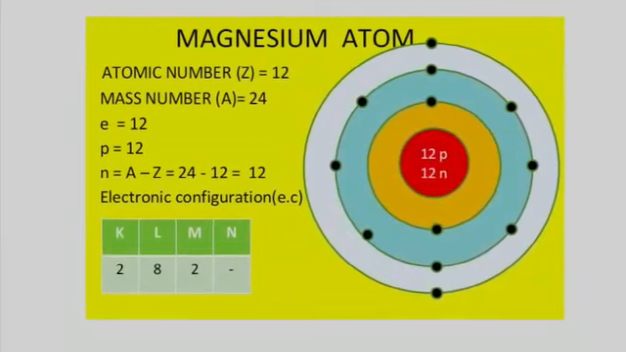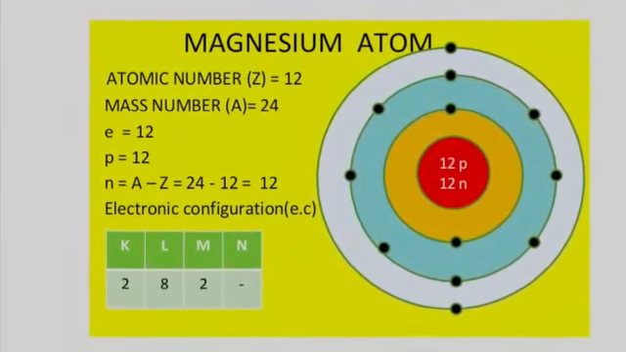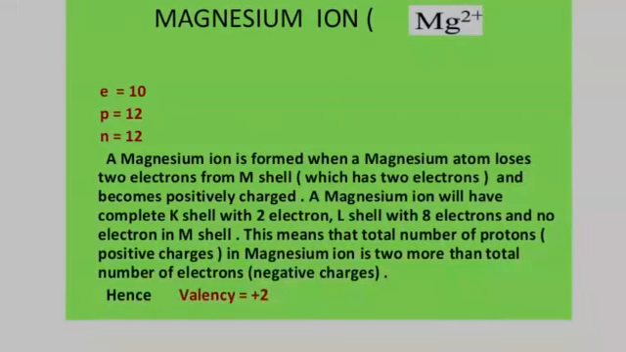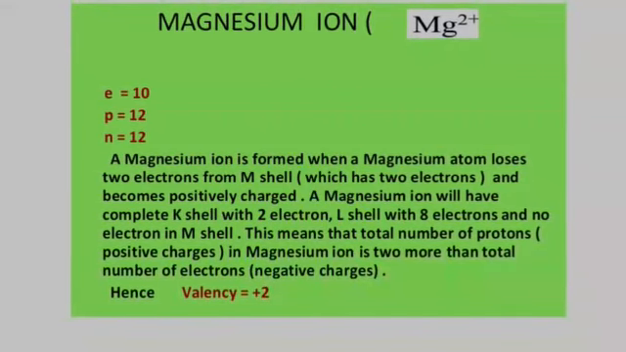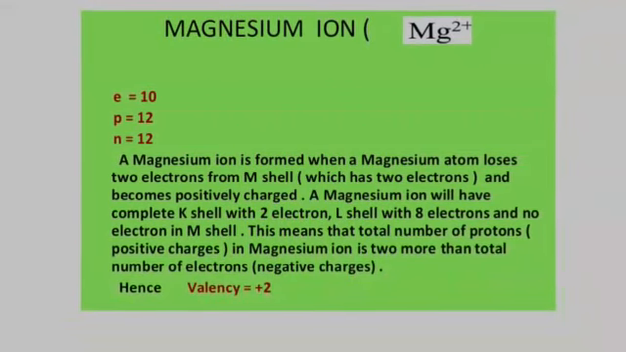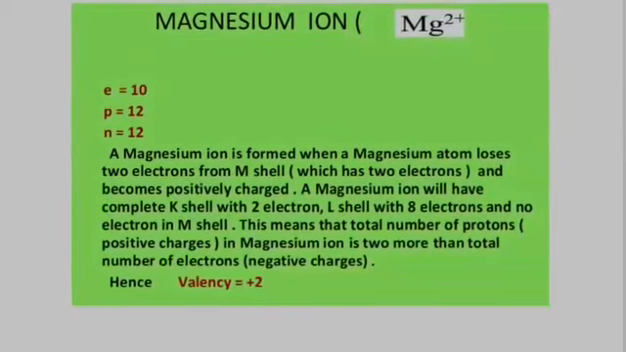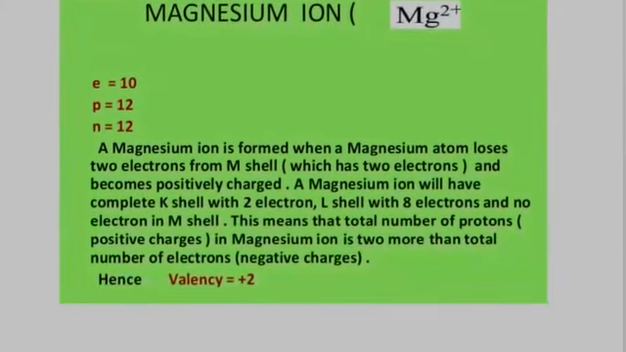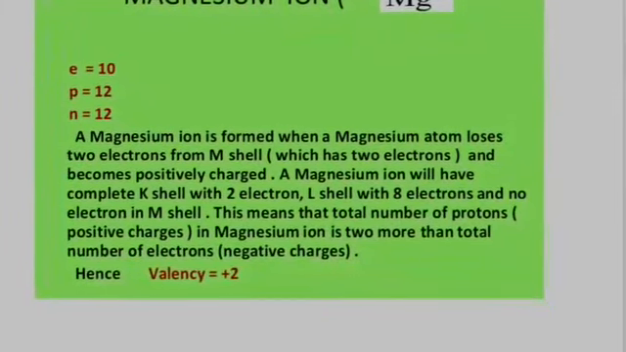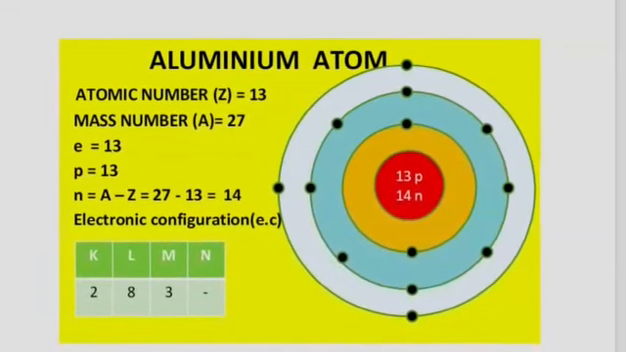Now, magnesium atom, atomic number is 12. Therefore, electronic configuration is 2 8 2. Losing 2 electrons from the M shell requires much less energy than gaining 6 electrons to complete the octet of the M shell. Magnesium atom therefore easily loses 2 electrons from the M shell and becomes positively charged. Valency +2. Aluminium atom electronic configuration is 2 8 3.